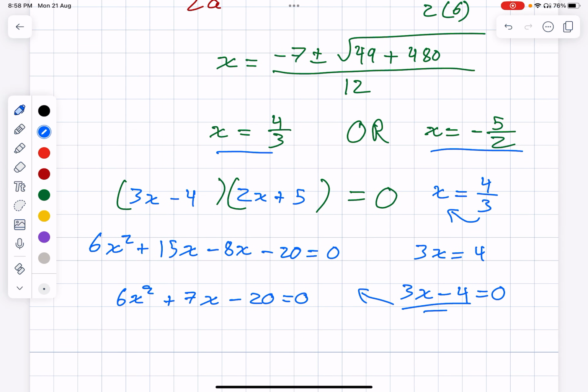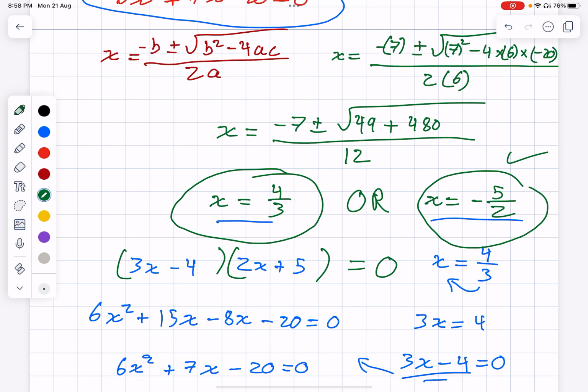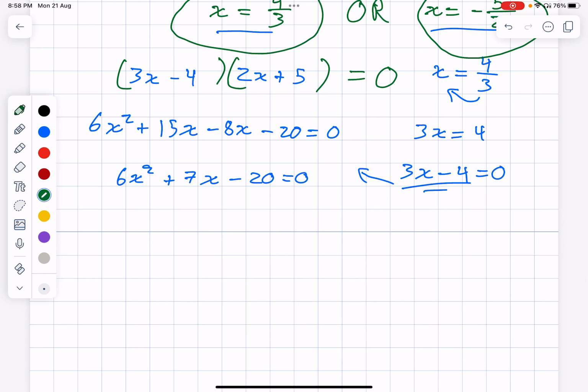Now, this proves that your answers for x are both correct. And that's how you can solve quadratic equations using factorization.